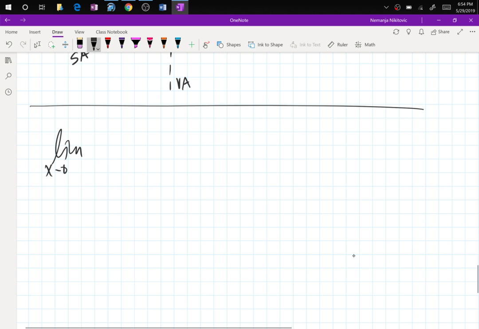So, limit as x goes to infinity of sine 12x over x. All right, so this question is do what? Well, it's actually 12.